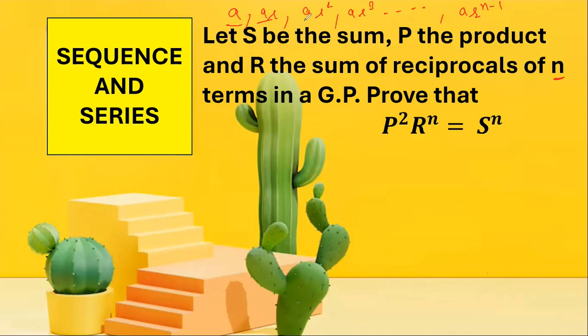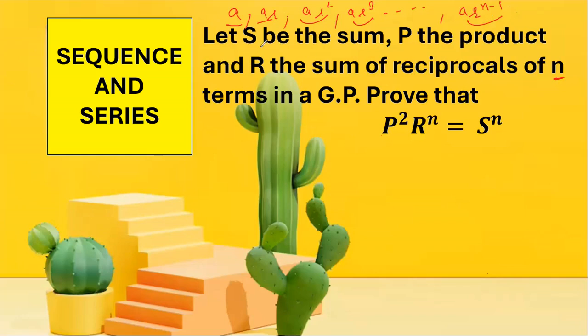If you see the third term, R has power 2, which is 1 less than 3. Then the fourth term has power of R as 3, and the fifth term has 4. So obviously n terms has n minus 1 as the power of R, right? So this is the general GP.